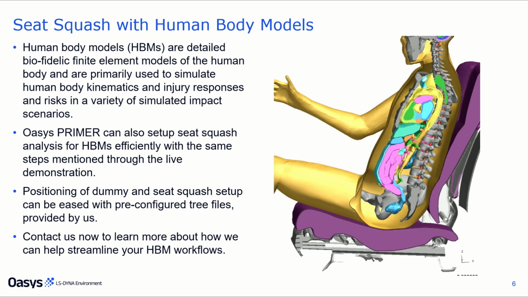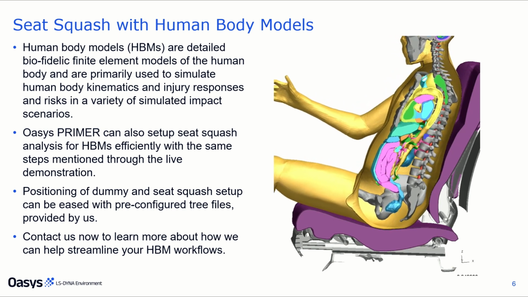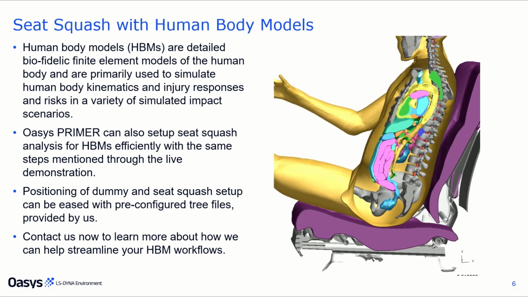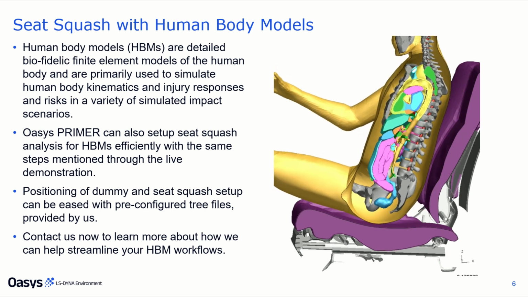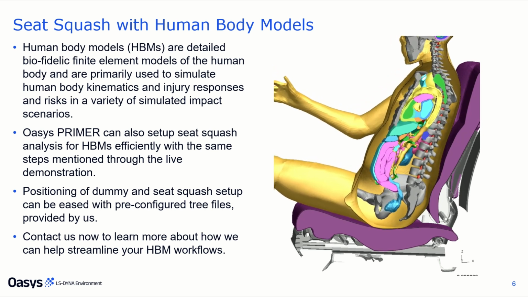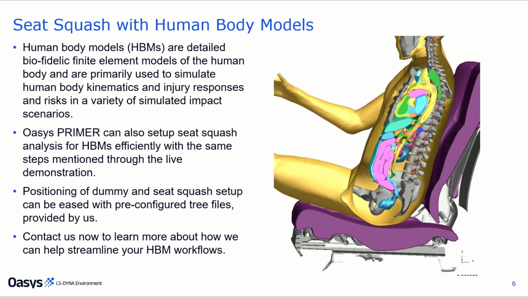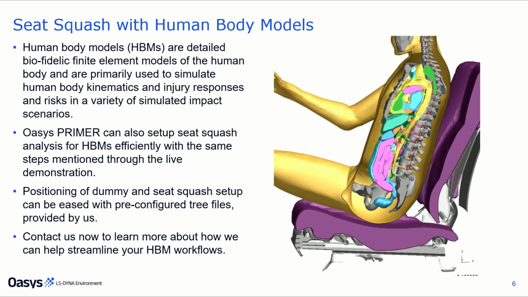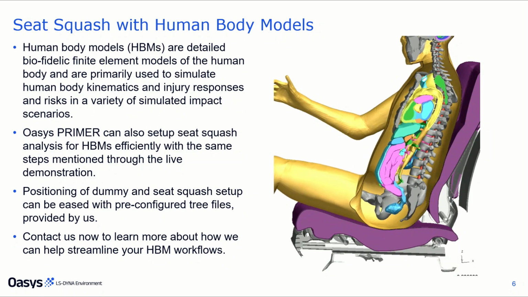Lastly, before ending today's session, I just want to talk a little bit about human body models. So human body models, or otherwise known as HBMs, are detailed biofidelic finite element models of the human body, and they're primarily used to simulate human body kinematics and injury responses and risk in a variety of simulated impact scenarios. So Oasys PRIMER can also help set up seat squash analysis for HBMs efficiently with the same steps that we've mentioned through the live demonstration.